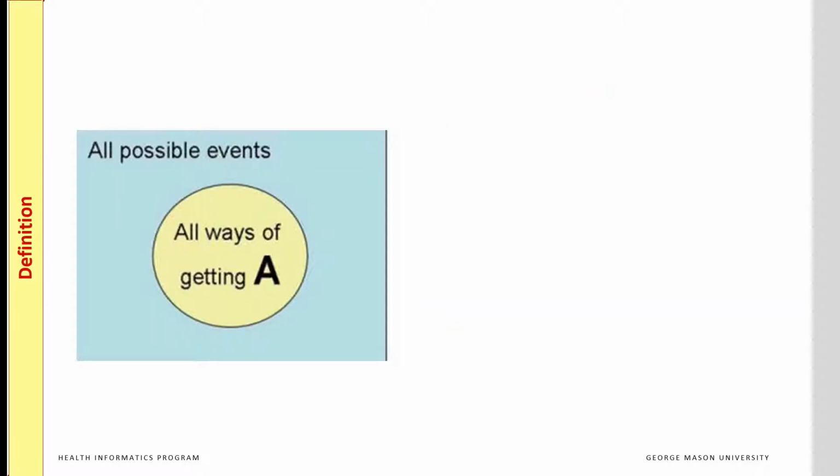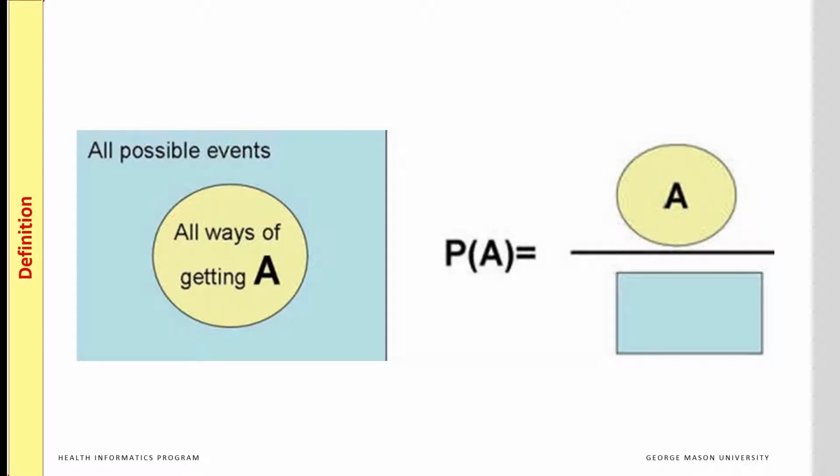Visually, this can be shown in a Venn diagram. The rectangular blue area shows the universe of possibilities. The circle shows all the ways in which event A occurs. The probability of event A is defined as the yellow circular area divided by the blue rectangular area.